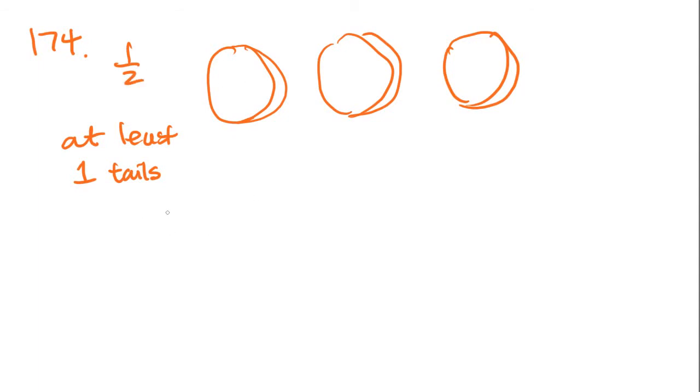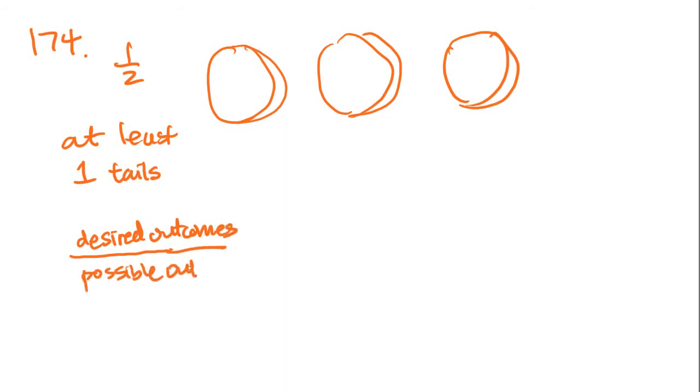So there are two different ways you can solve this. We're only flipping this coin 3 times, so it's a pretty small number of possibilities. So remember that the way that you calculate the probability of something happening is the number of desired outcomes over the number of possible outcomes, right? So what are the possible outcomes when you flip this 3 times?